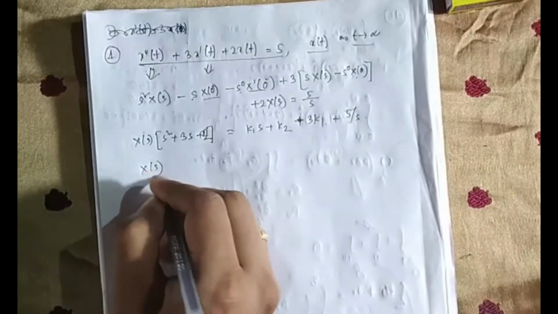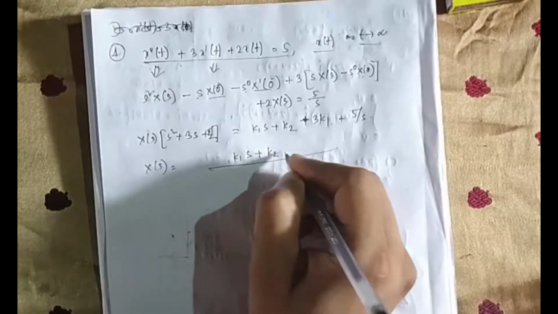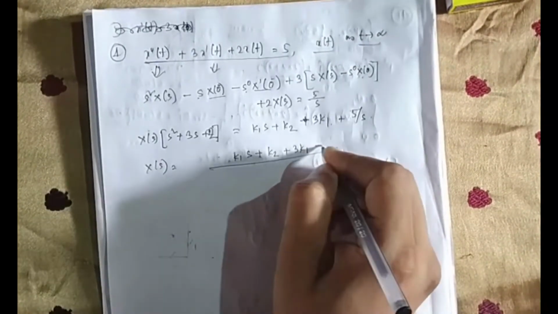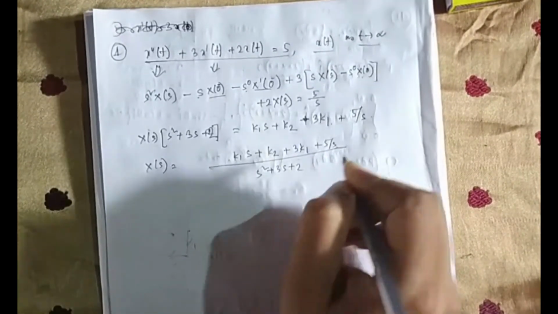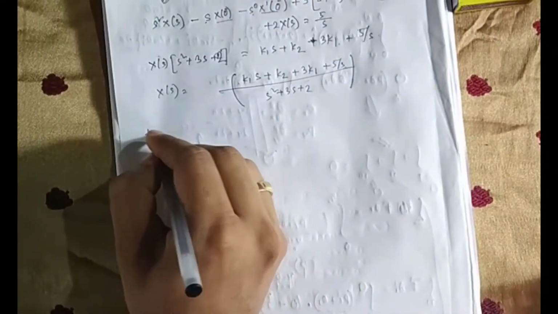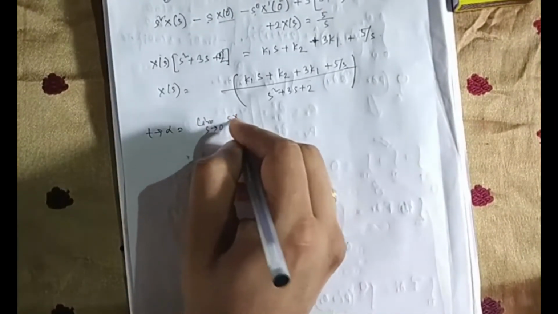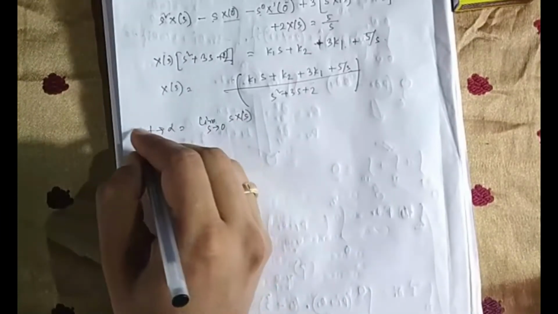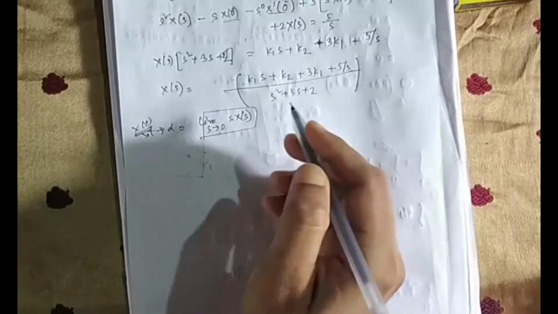So what is your X(s)? X(s) is this divided by this: k1 s plus k2 plus 3k1 plus 5 by s, divided by s square plus 3s plus 2. No need to simplify this one, because they have asked you to find at t equal to infinity. At t equal to infinity, how do we calculate? Final value theorem: in Laplace, if t tends to infinity, it is limit s tends to 0 of s times X(s). Suppose you need to calculate x(t) where t tends to infinity, then you do this. So here it becomes easy.